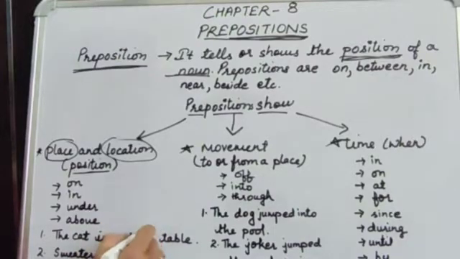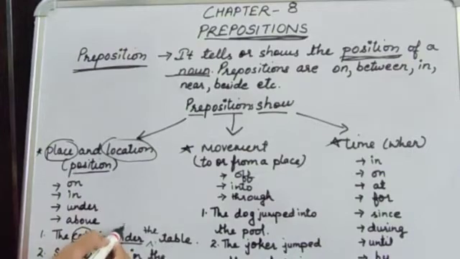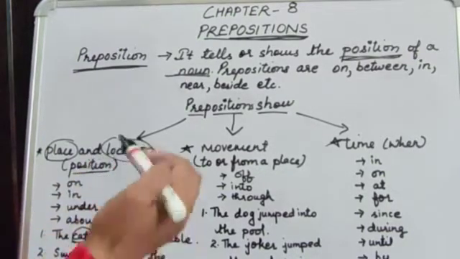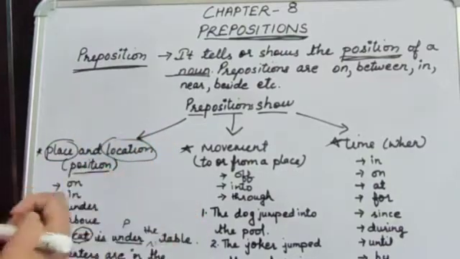For example, the cat is under the table. Here we are talking about a noun, that is cat. And what is the position of this cat? That it is under the table. So under is your preposition. Under tells us that the cat is under the table.